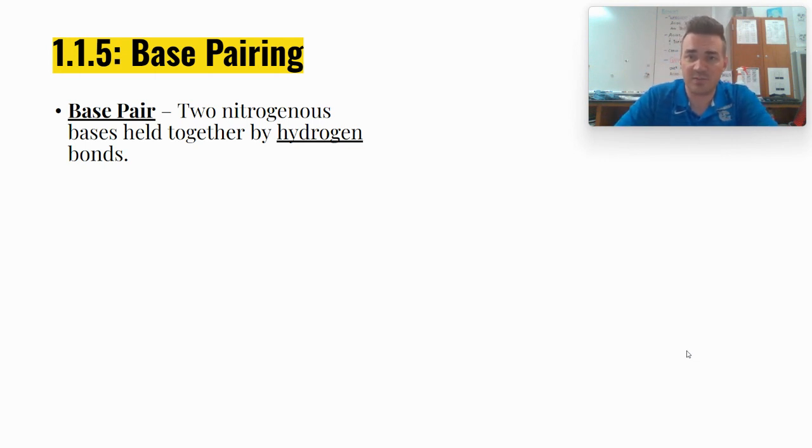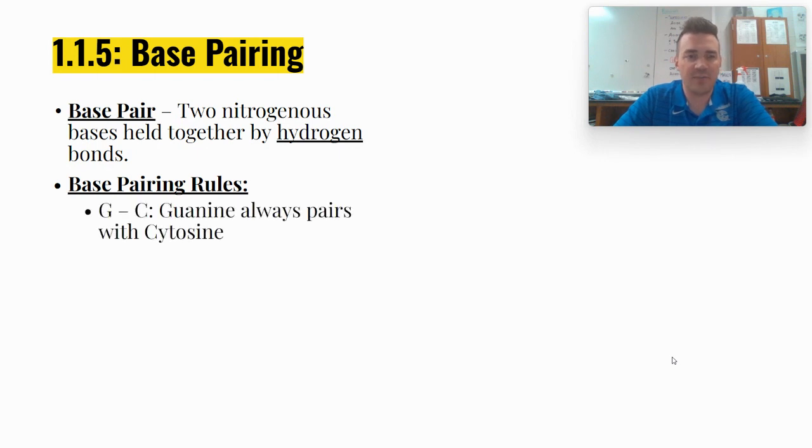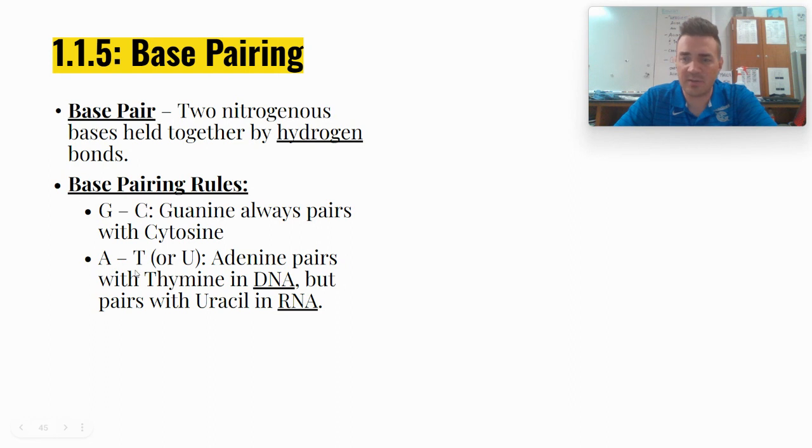So those nitrogenous bases are held together by what are called hydrogen bonds, which are a weak type of bond. And the rules are that guanine always pairs with cytosine, and the adenine always pairs with thymine in DNA, but not in RNA. In RNA, we use uracil instead. Once again, we're going to come back to RNA later this school year, so keep it in mind for later.